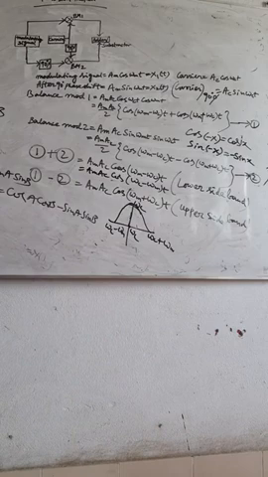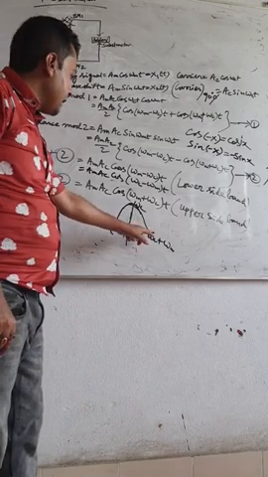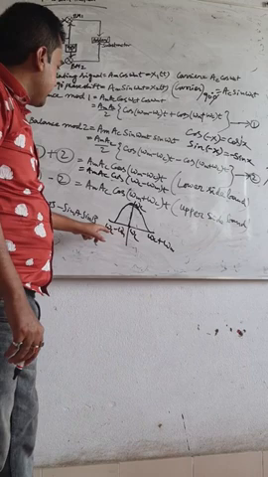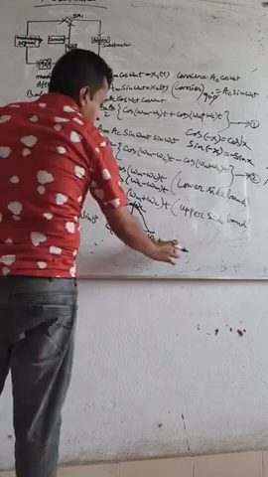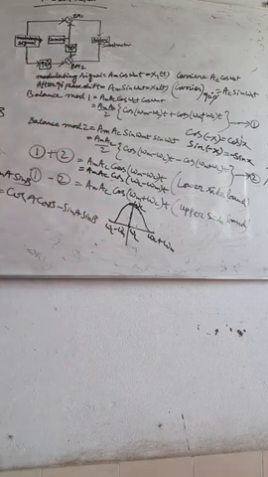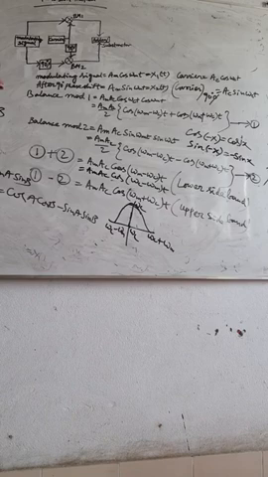Suppose this is your carrier omega c, it is getting deviated in the upper side band omega c plus omega n, and this is omega c minus omega n. So this is your upper side band, this is your lower side band. You got the upper side band formula, you got the lower side band.